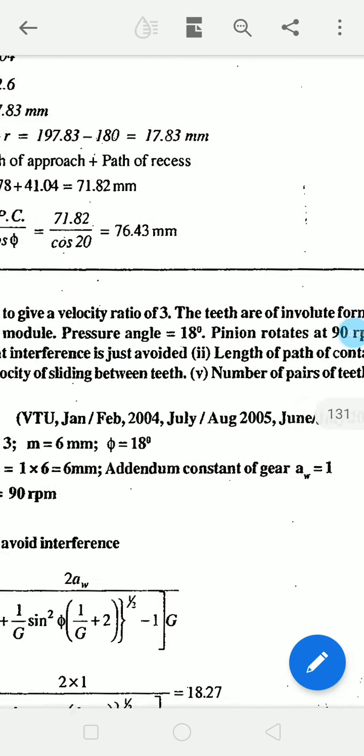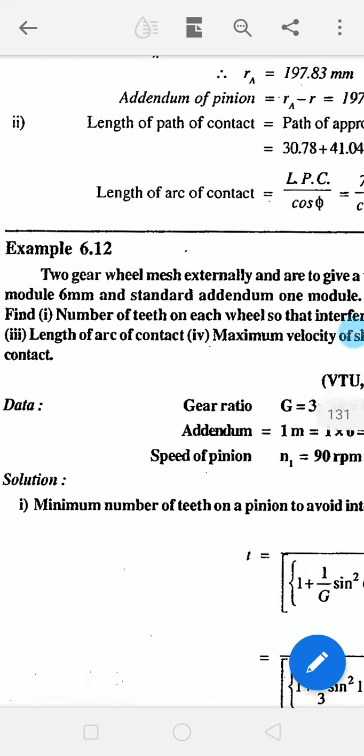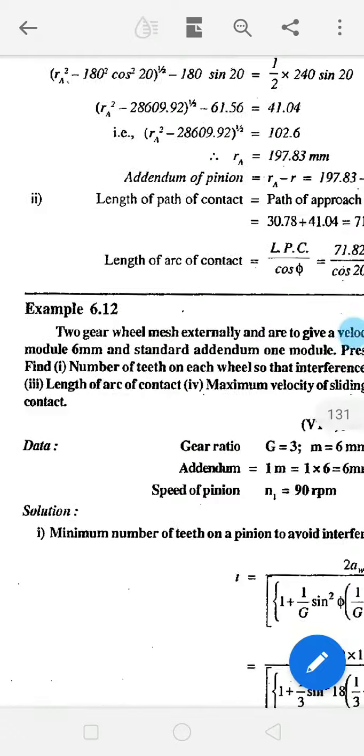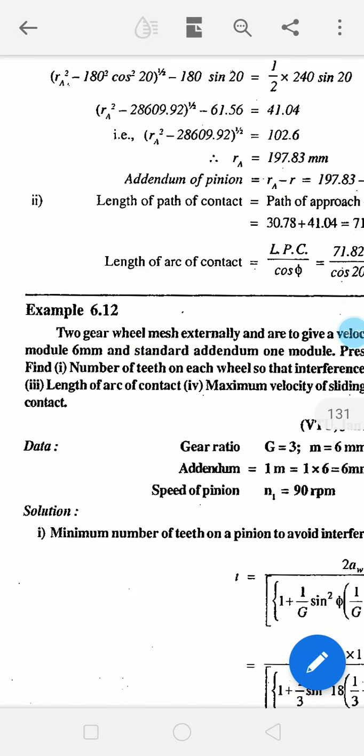I will solve this type of problem, one or two problems, then the remaining problems will be the same. You have to follow the remaining problems and you have to collect different problems from different books.